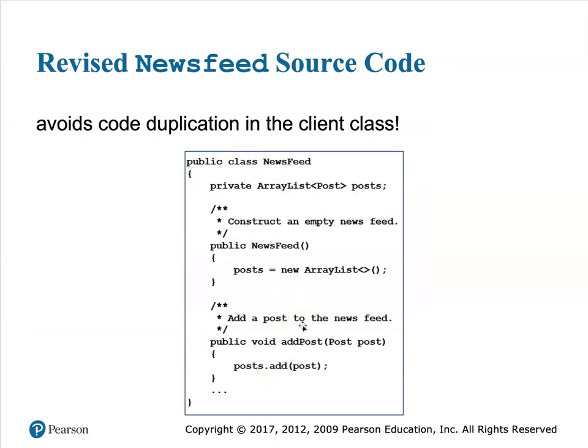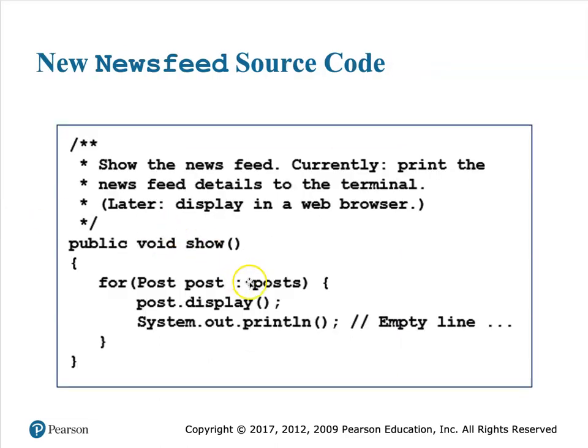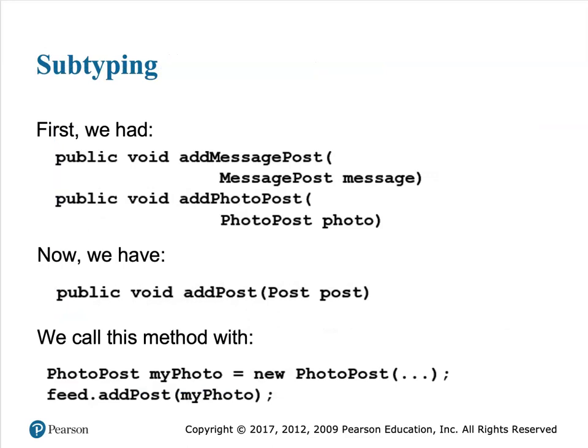So inheritance is making this object easier to write. We see it in the add method, we see it in the show method because of subtyping. We used to have to worry about add message post and add photo post as different methods because it was taking a different data type. By using the superclass, now we can put either one in there, and it consolidates the process of adding to that array list.